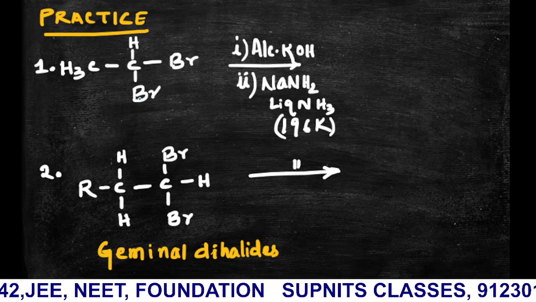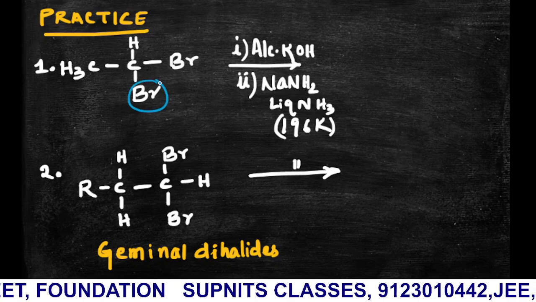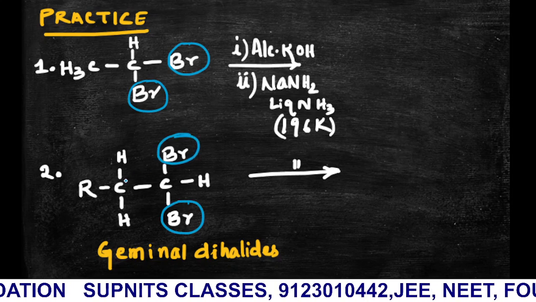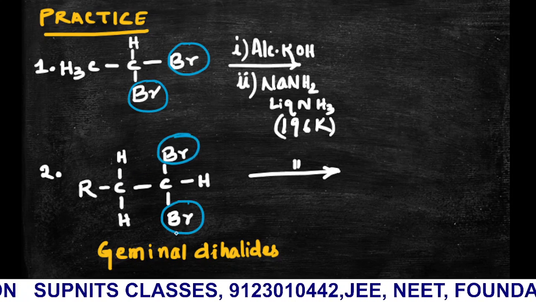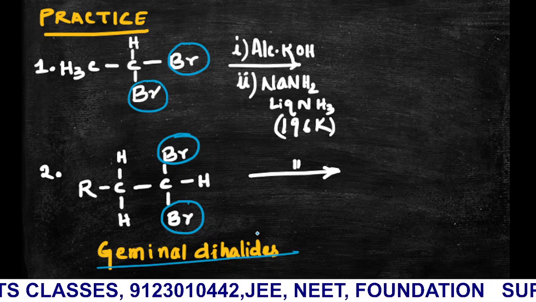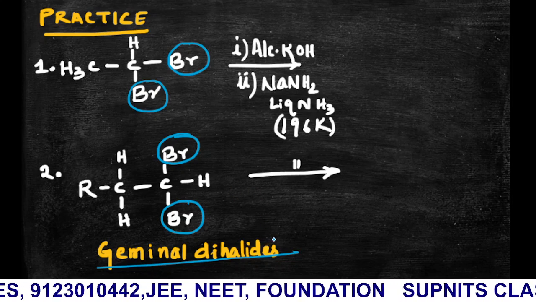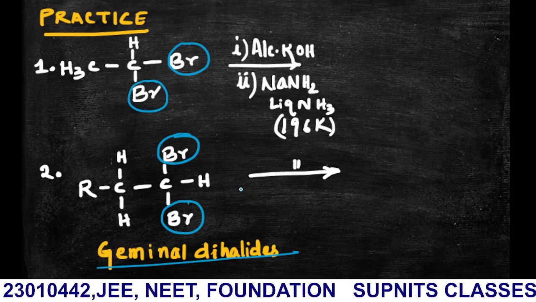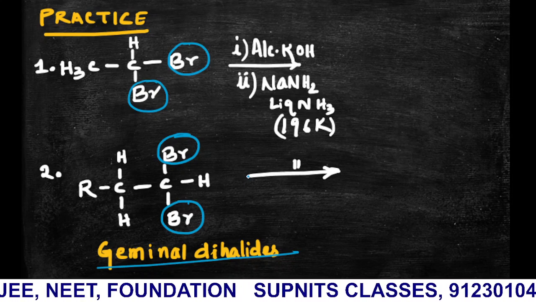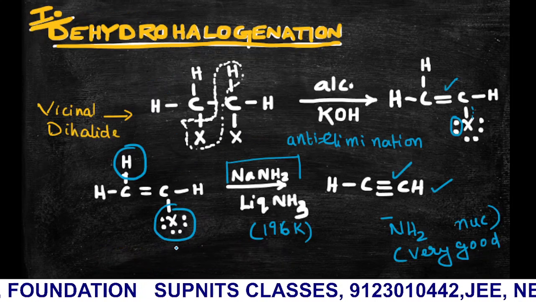If you see this one, this dihalide, here the halogen is attached to the same carbon. In both these compounds, halogen is attached to the same carbon. If halogen is attached to the same carbon, they are called geminal dihalides. I hope this is clear to each and every one of you. You need not think whether there will be a different kind of reaction for geminal dihalides. No, it will be a similar kind of reaction for geminal dihalides also, as we have gone through in normal dehydrohalogenation.